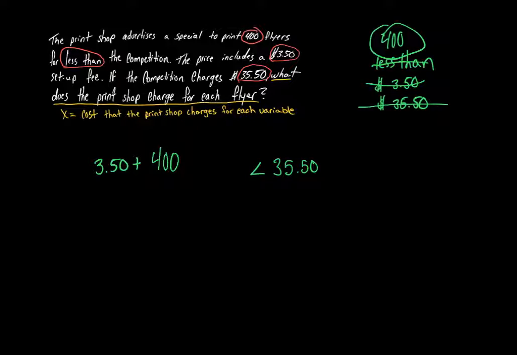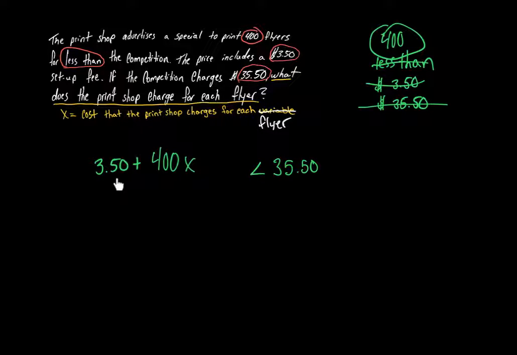And then remember, x was the cost of the print shop's charges. And I don't know why I wrote each variable right there. I'm sorry. Each flyer. There we go. The cost that the print shop charges for each flyer. So here's what we have. Let's see if this makes sense.